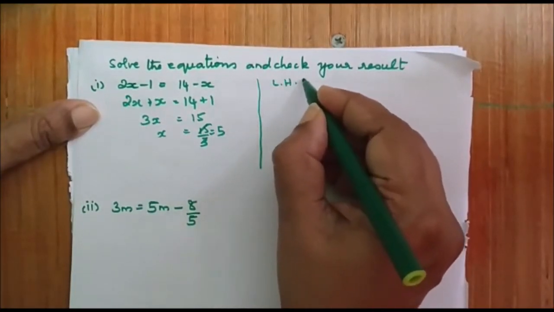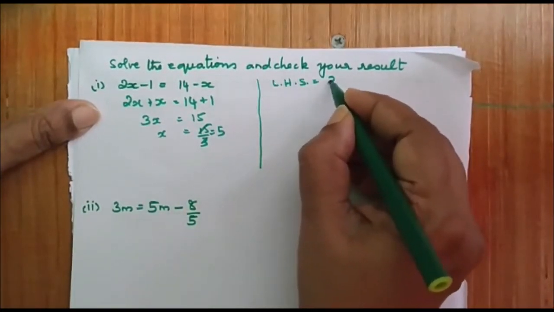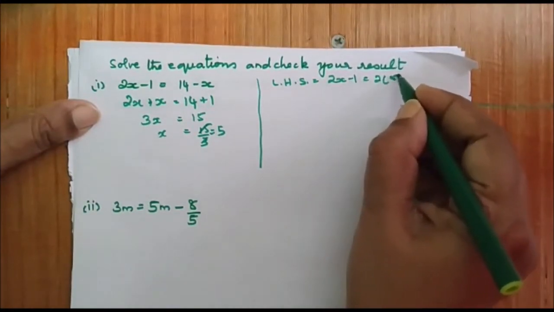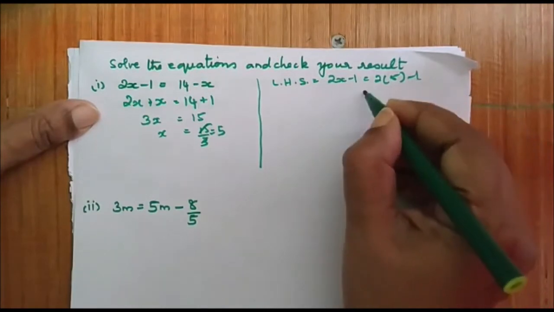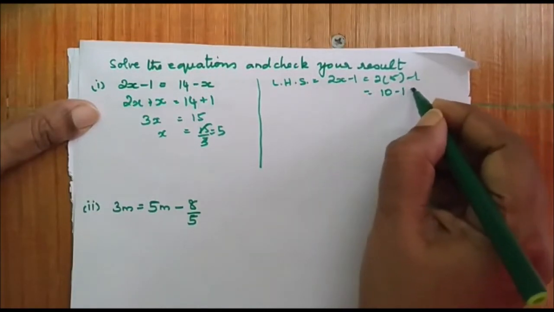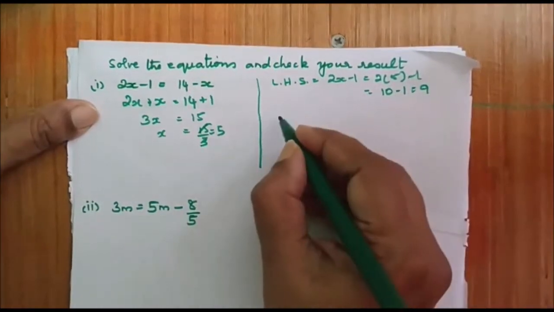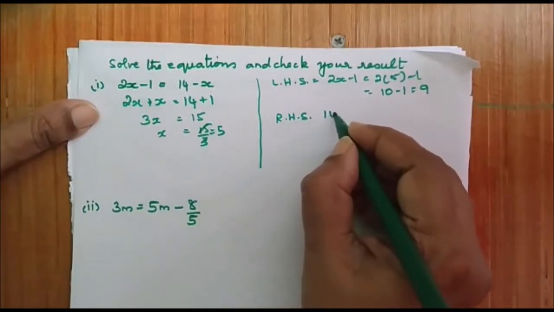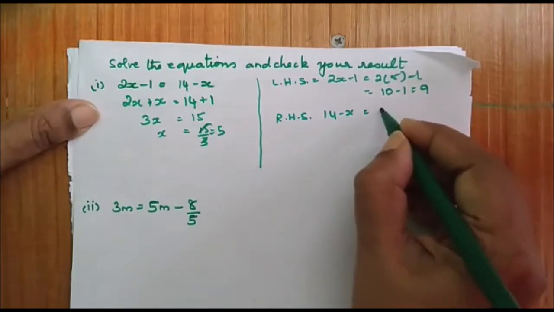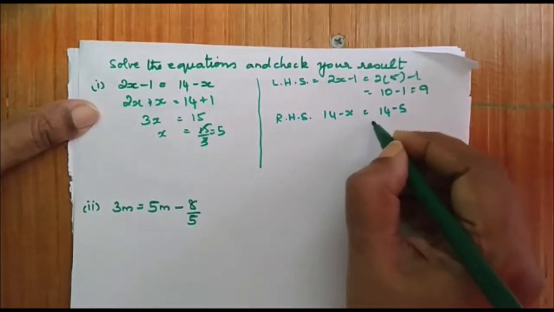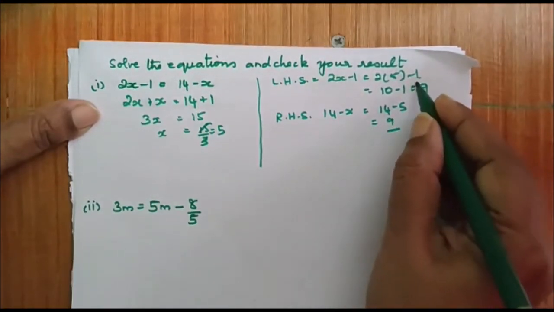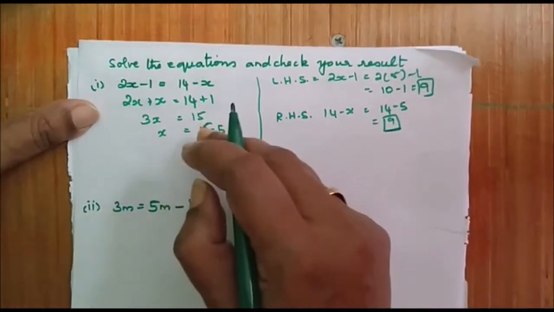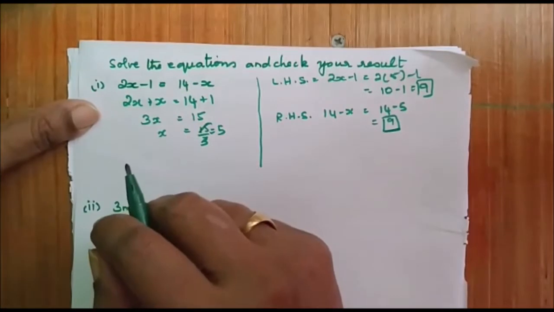What is our LHS? LHS is equal to 2x minus 1, which is nothing but 2 into 5 minus 1, which is equal to 10 minus 1 equals 9. Now we will take our RHS. RHS is 14 minus x, which is equal to 14 minus 5, which is equal to 9. So the LHS and the RHS are the same. This is how we solve equations of this type.